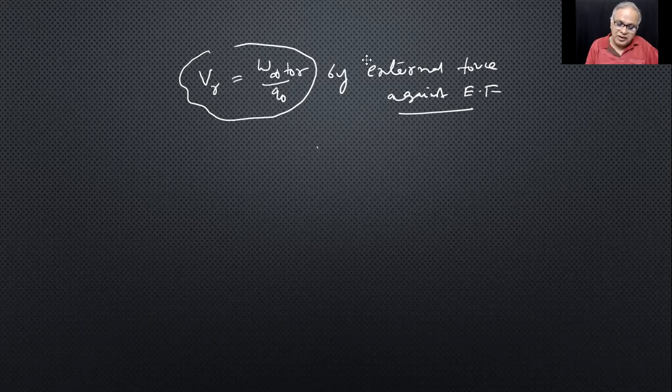So from here you get this one: W infinity to R will be potential at R into the charge brought. This becomes nothing but U.